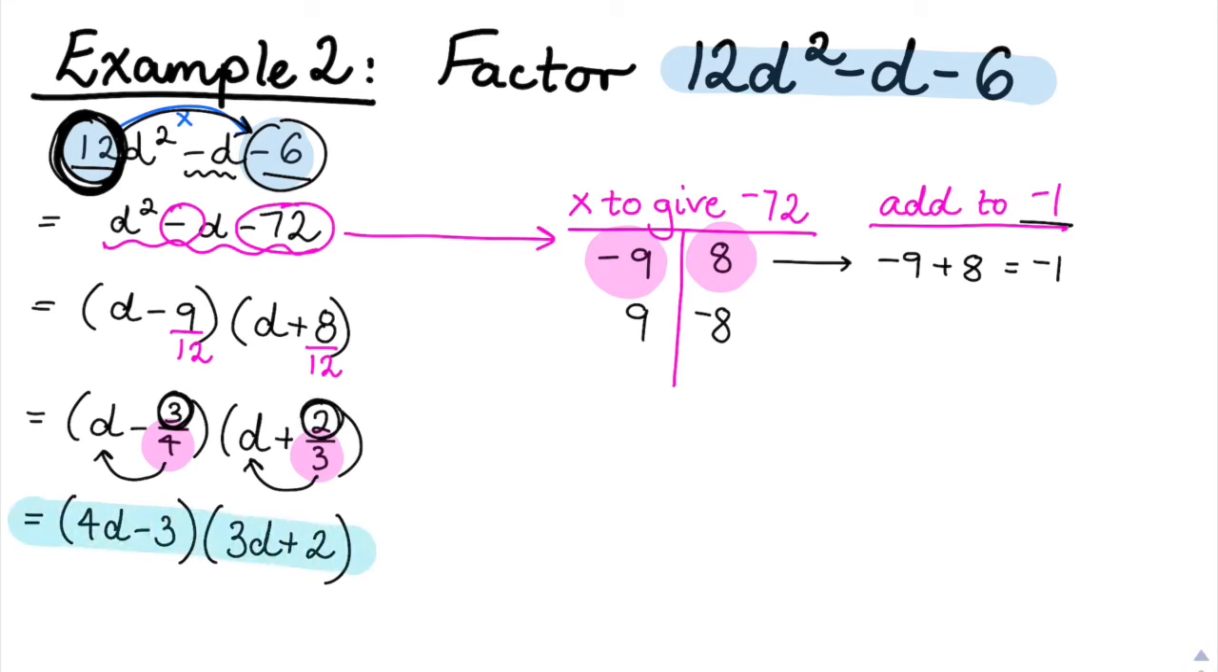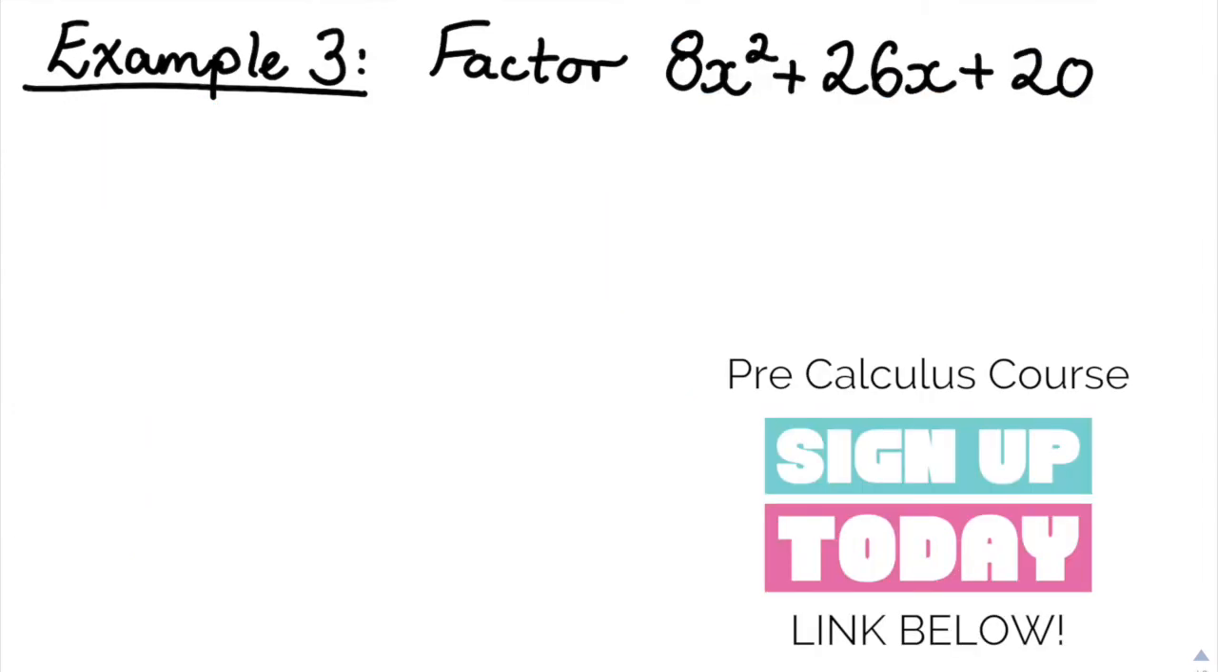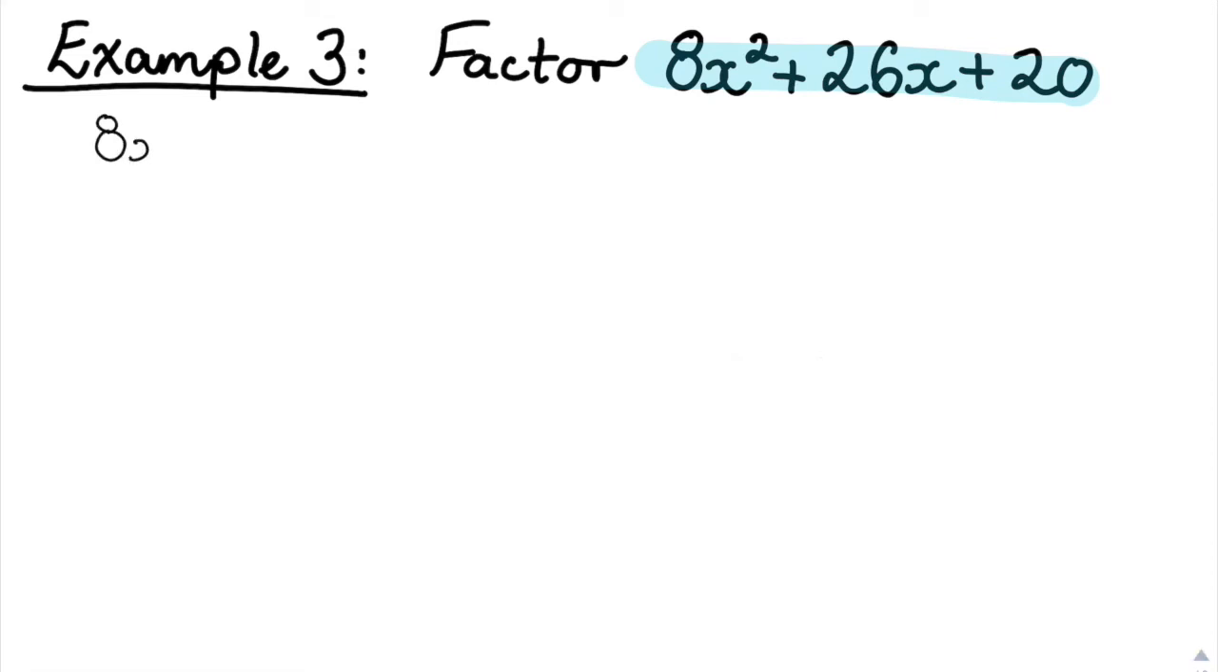On to our third and final example. In this problem, we're factoring 8x squared plus 26x plus 20. I'm going to rewrite it so we can start working on it right away. Hopefully you can see already that a common factor of 8, 26 and 20 is 2. So I'm going to bring that out the front of a set of parentheses.